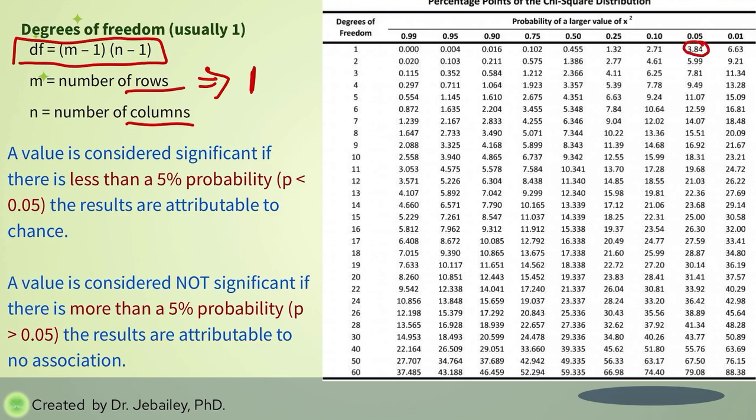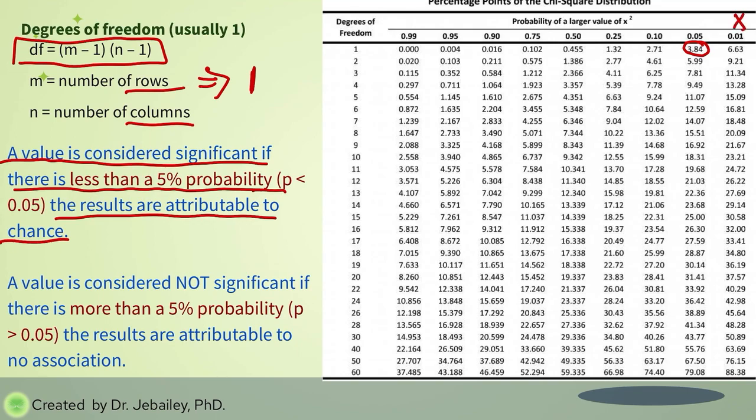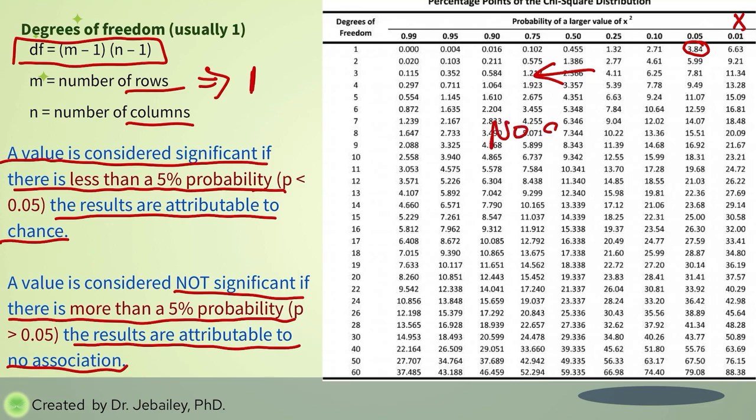This is where we have to figure out the p-value. The result is considered significant if there is less than 5% probability that the results are attributed to chance. So when you say less than 5%, we're talking about this side of the area. On this side, it is attributed to chance. Now, the result is not significant if there is more than 5% probability the results are attributed to chance, meaning no association. That means anything where the number comes on this side means no association at all.